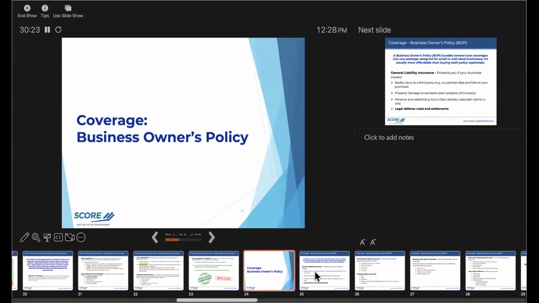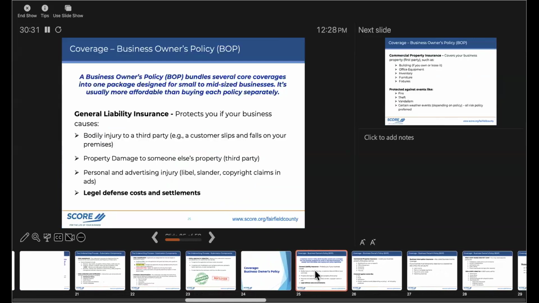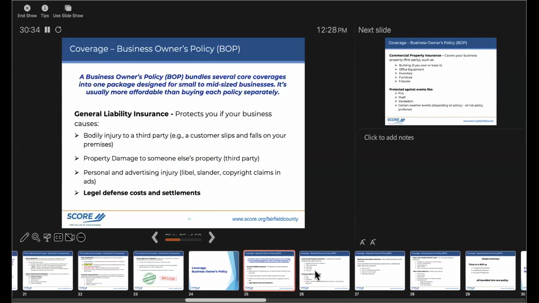All right. So most of you, if you're just starting up, one person, two person, three person, you're in infancy. The coverage you're going to be looking for is called a business owner's policy, or BOP. A business owner's policy bundles several core coverages, and it's designed for small to mid-sized businesses. As you probably know from other parts of your life, when you bundle something, for instance when you buy your home and auto together, you get a price reduction. Same thing here with the BOP policy.